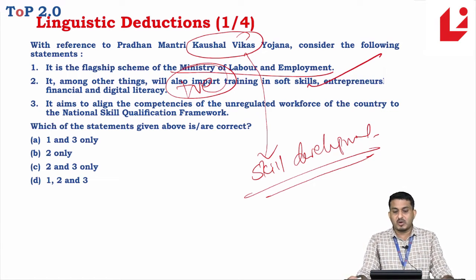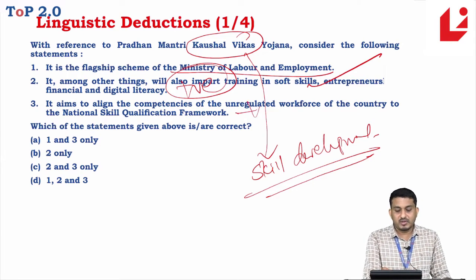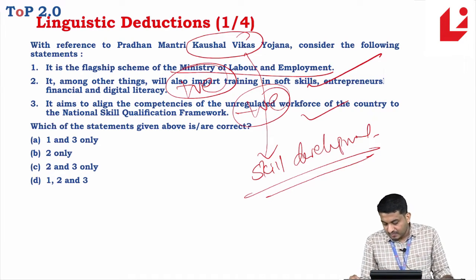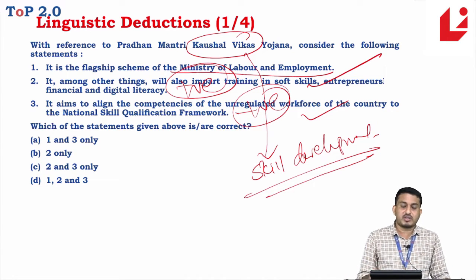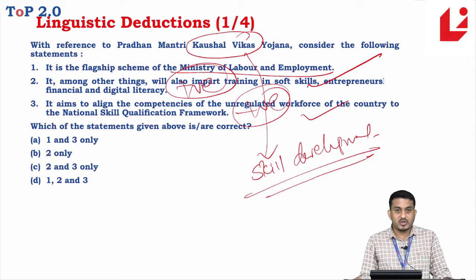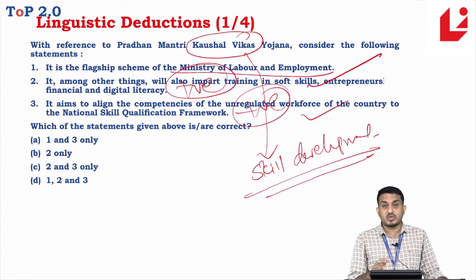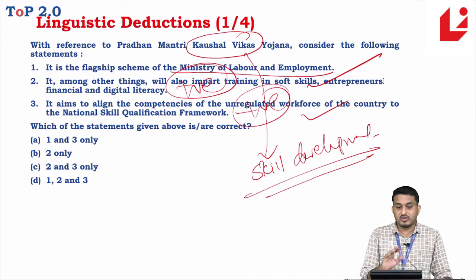It aims to align the competency of unregulated workforce of the country to national skill qualification framework. Again, it's positive, seems correct. So what I am trying to say is, looking at the words, phrases, they actually hold the clue for arriving at the right answer. So I just want to make you know that we can actually arrive at the right answer by looking at the language or meaning of the words given in the question.